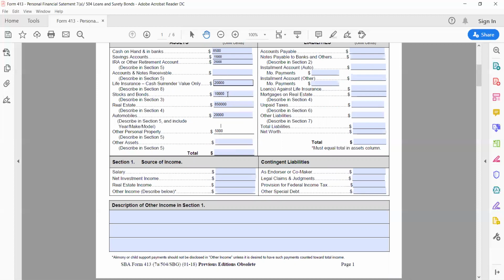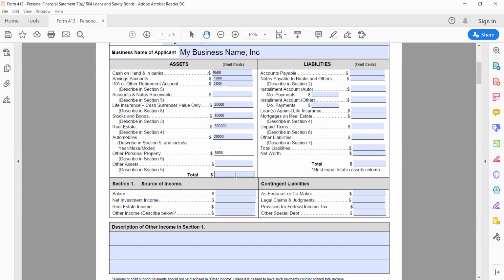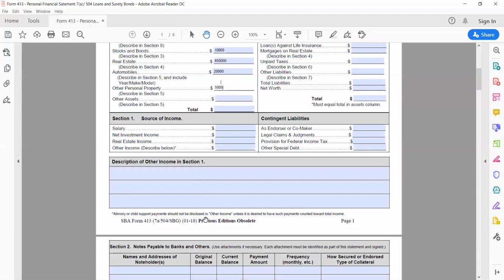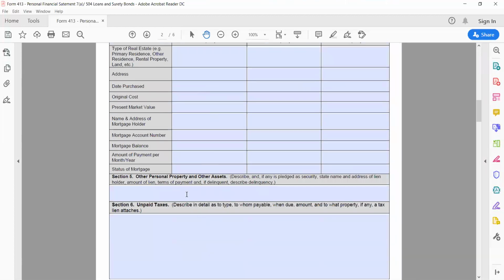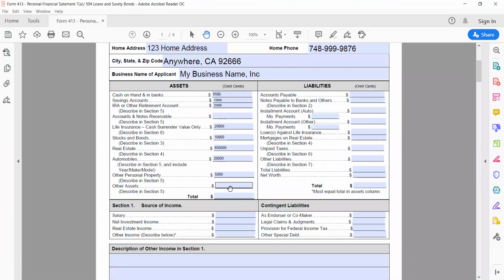Other assets, something else that may not fit in one of those other categories, which you might be able to put into that one area. Maybe it's a different business that you have some ownership of, or some other account that doesn't fit in one of these other criteria, would go under other assets, and you would describe it then in section 5, which we'll get to. You're going to total all of these. Total current assets, 500 or so.